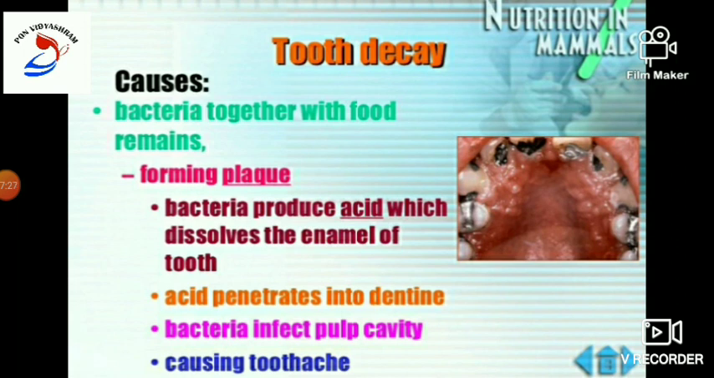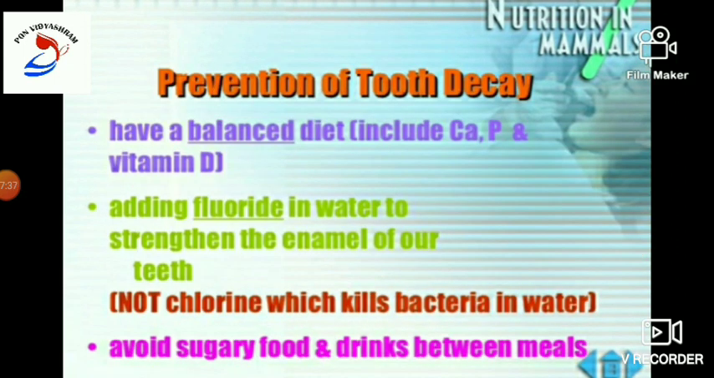You can see in the slide, bacteria together with food remains forming plaque. Bacteria produce acid. What does an acid mean? It is a hydrochloric acid which dissolves the enamel of the tooth.